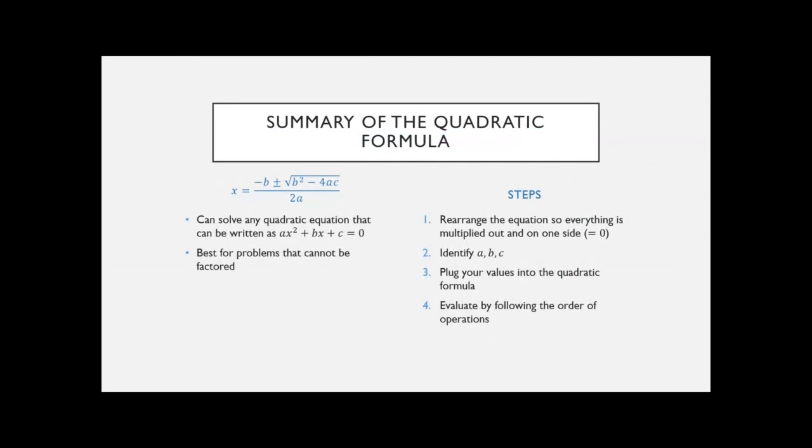So my next two slides here are just a summary. These are going to be good for when I email this out for you to print out or copy down. Basically, you know when to use the quadratic formula and then the overall steps. Make sure you rearrange it so everything is multiplied out and it's all on one side, so you have something equals 0. Identify your a, b, and c. Plug your values into the quadratic formula, and then you evaluate by following the order of operations. That's the overall steps that we did here.